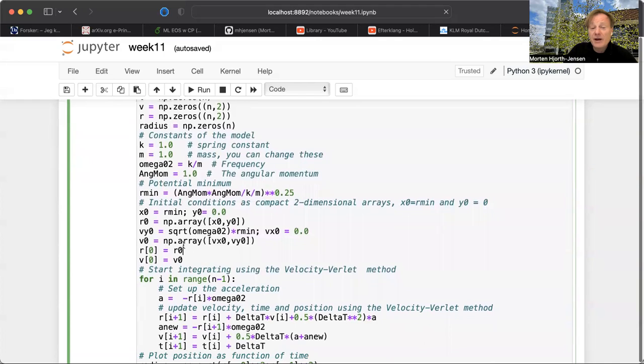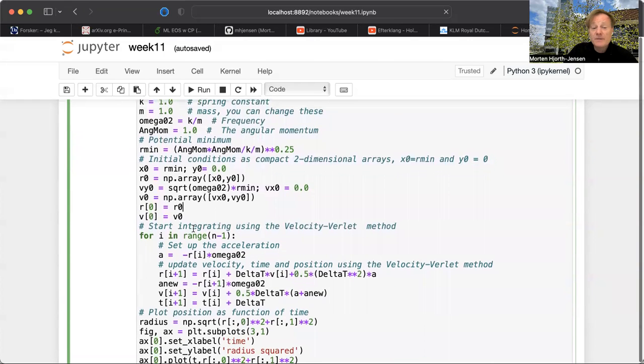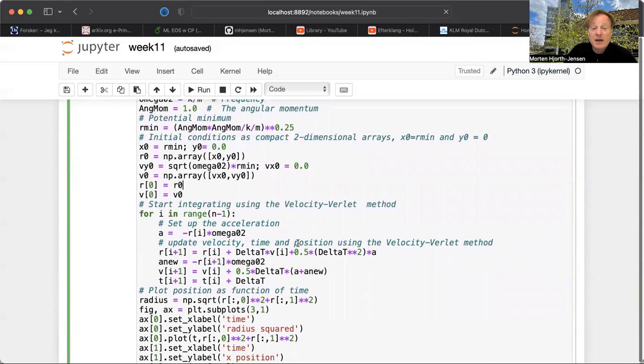And then I define the arrays for the different quantities with initial values. And then I use the standard methods here, which we have seen many, many times. So this is my velocity Verlet method, and this is now running in Cartesian coordinates. So I have my acceleration, which is simply the radius times the natural frequency of the system. I update my position with the velocity Verlet method. I need that one to calculate a new acceleration, which I then use to update my velocity.